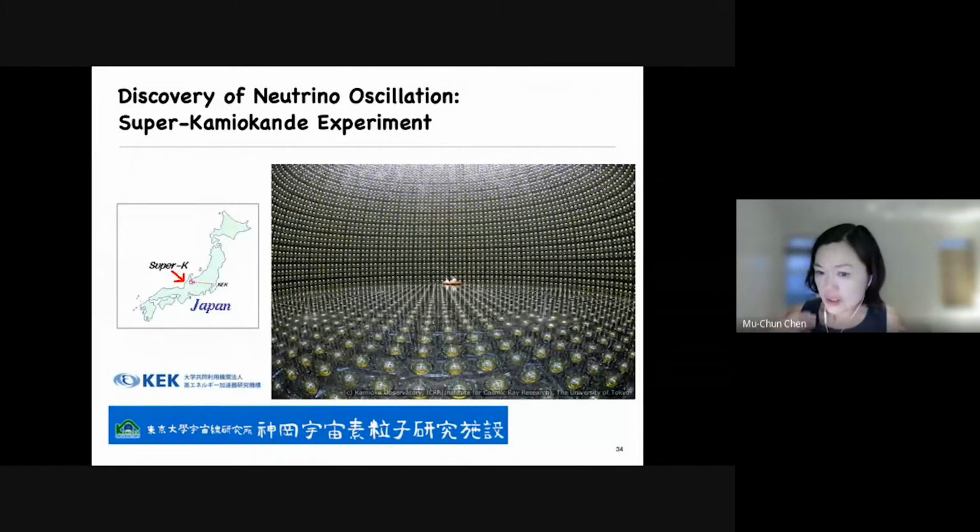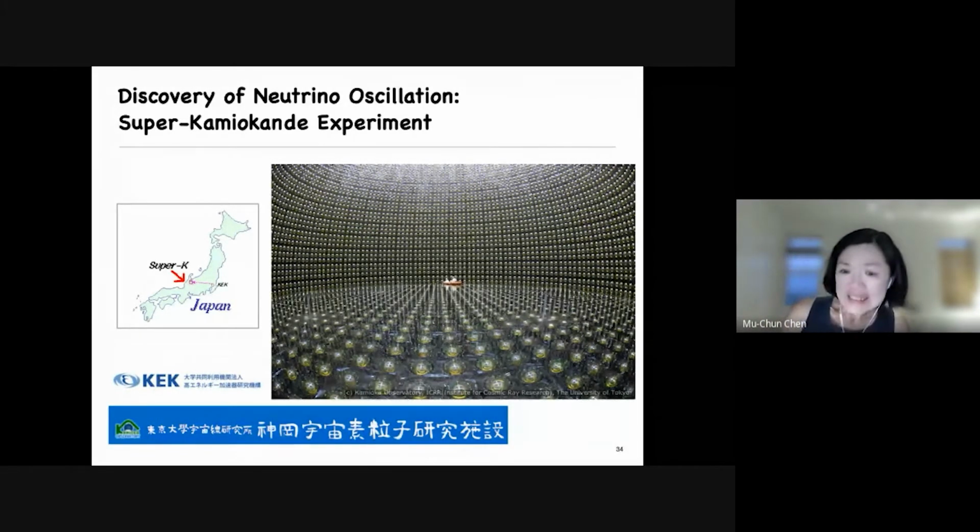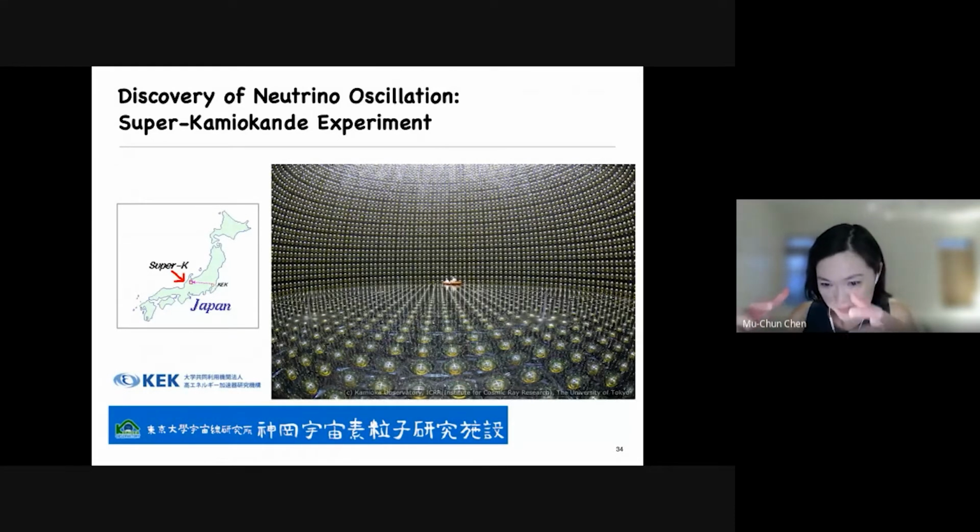And again, just to give you some sense of the scale of the experiment, you can see there are 3 staff members sitting on a boat. And the boat is on top of the water, and they were fixing the PMT tubes.